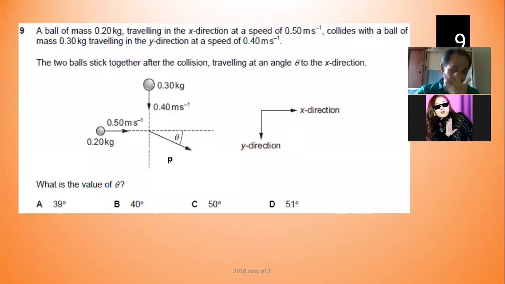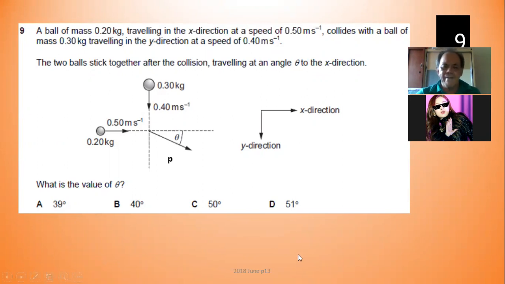Okay, this one is about momentum in 2 dimensions. A ball of mass 0.2 kilogram traveling in the x direction, that's your x direction, with a given speed, collides with a ball of mass 0.3 kilogram traveling in the y direction, with that speed. They collide here. The two balls stick together after collision, traveling at an angle theta. So that is the final momentum. They travel in this direction. What's the value of theta, this angle?